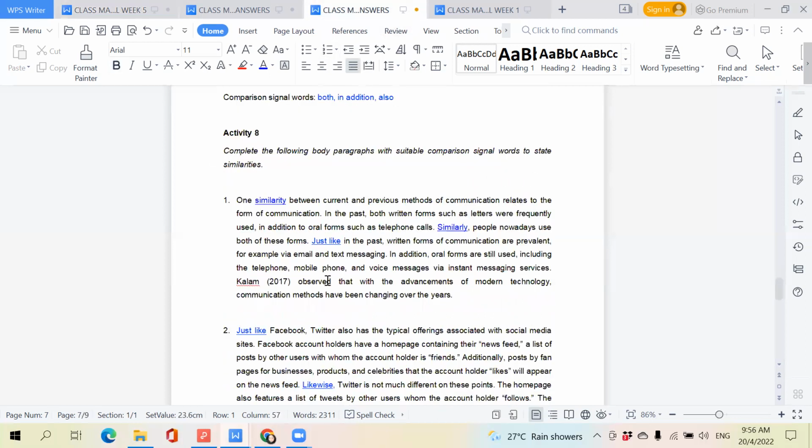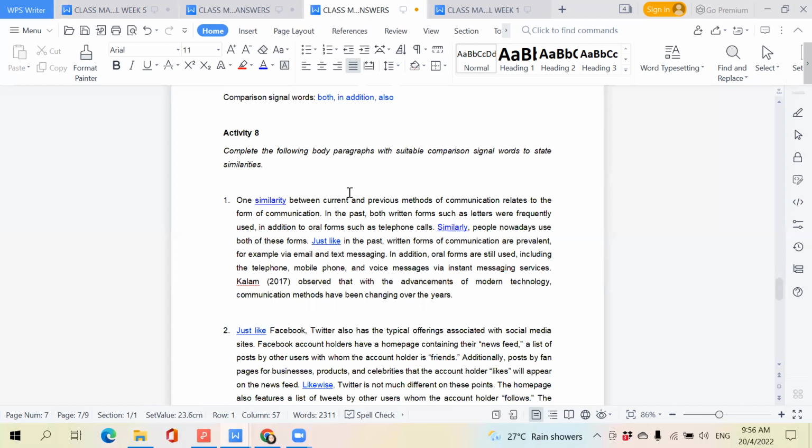Okay, so here you can say one similarity. It depends on you really. It doesn't matter. This is just an exercise for you to know more about the kind of comparison signal words that you might want to use in your own writing. So you can say one similarity or similarly or just like. All of these comparison signal words have the same function. And there are many as well.